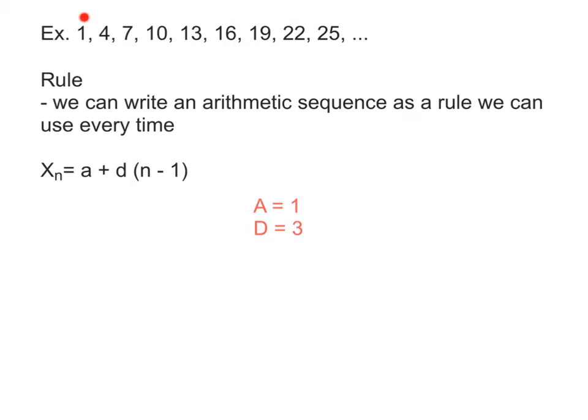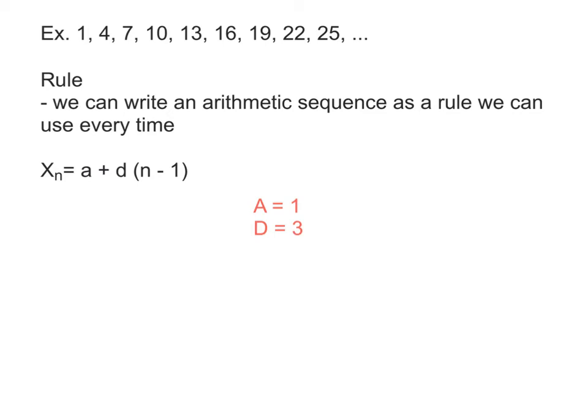So my sequence is 1, 4, 7, 10, 13, 16, 19, 22, 25. We can write an arithmetic sequence as a rule we can use every time. Here is our rule, and you're going to need to get to know this rule. It will be on the board the day of your test, but you're going to need to know how to use it.